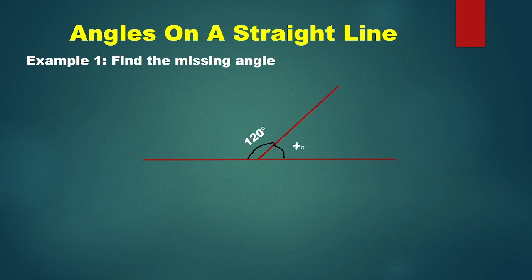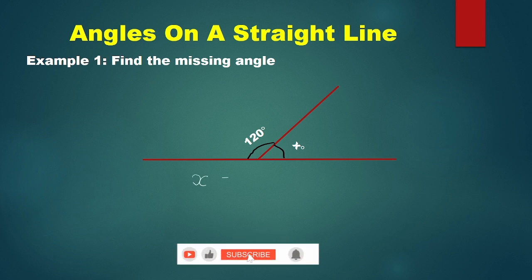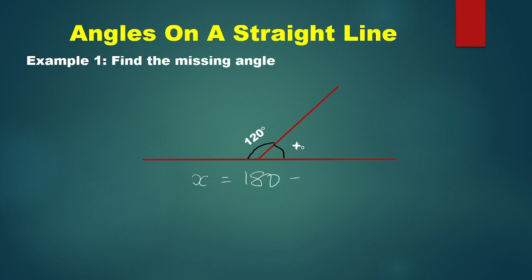Now let's try out some examples. Find the missing angle. In this angle on a straight line, we have 120 degrees and we have x. So for us to be able to find the value for x, we have to subtract 120 from 180 degrees. So it means that my x will simply be 60 degrees.